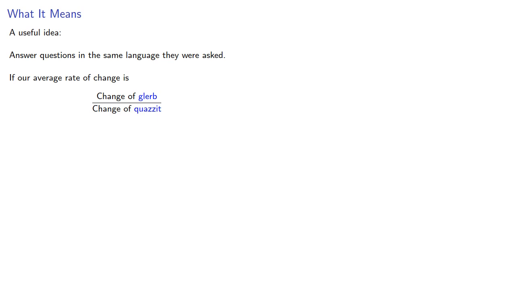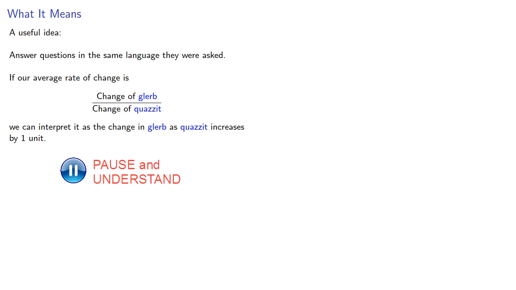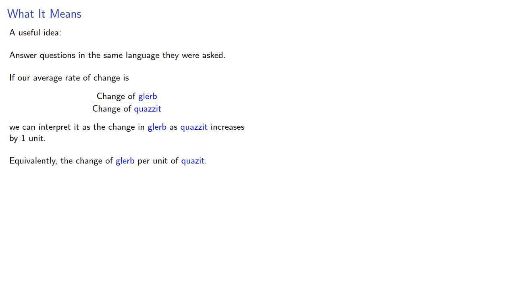So why don't we always simplify our units? The reason is that we've gone through all these computations for a purpose, to find something, and a useful idea is to answer questions in the same language they were asked. So if our average rate of change is the change in glerb divided by the change of quasit, we can interpret it as the change in glerb as quasit increases by 1 unit. Equivalently, we could say it's the change of glerb per unit of quasit. And note that we assume the denominator is increasing.